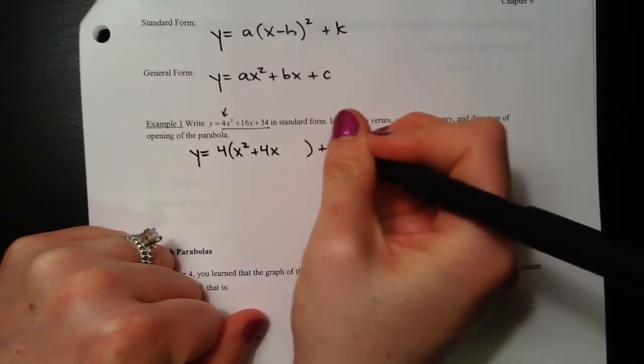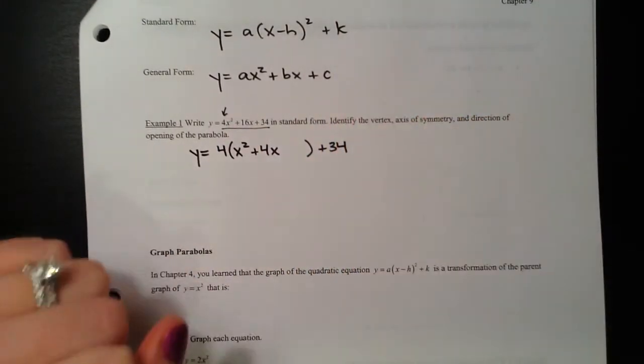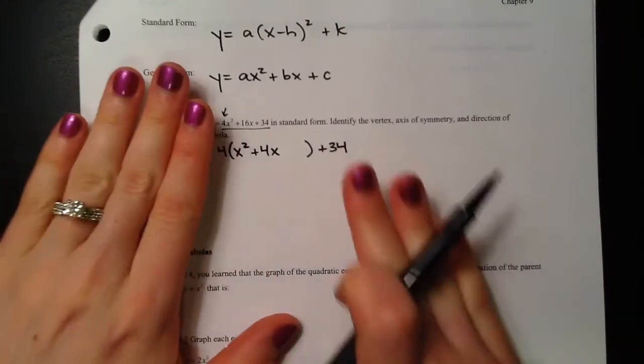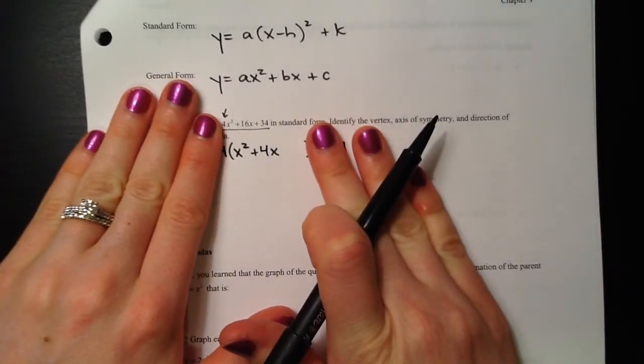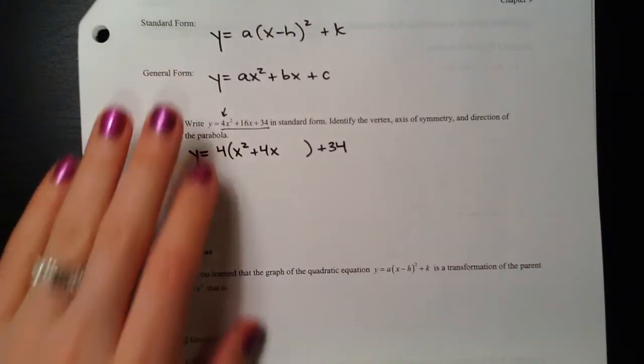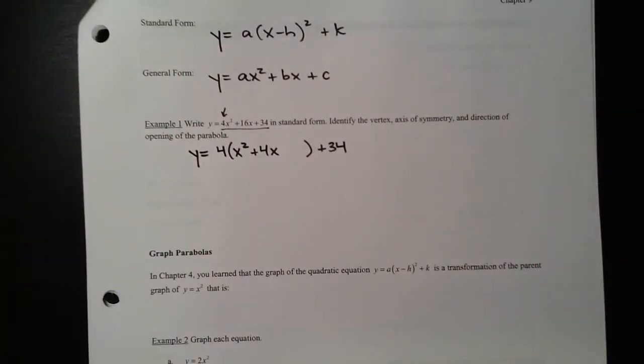So ignore my 34 for now. Just push it off to the side. I'm going to worry about the completing the square step for right now. So inside the parentheses, pretend nothing else exists. Hopefully this is familiar to you, the completing the square step. We start with this middle number right here, the 4, and we cut it in half and then square it.